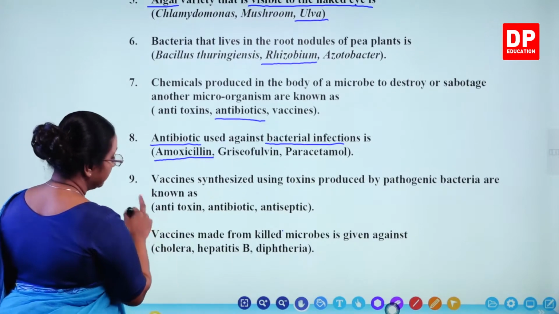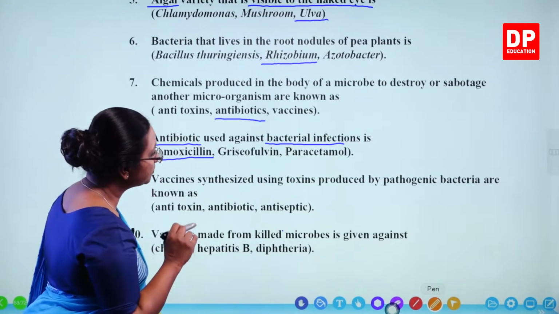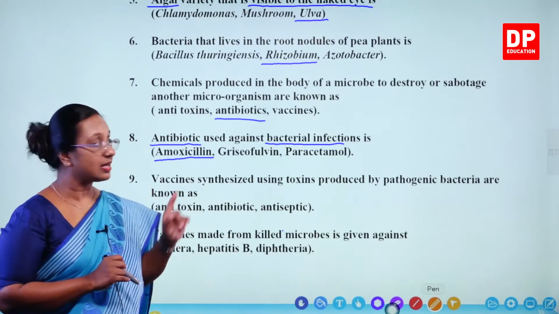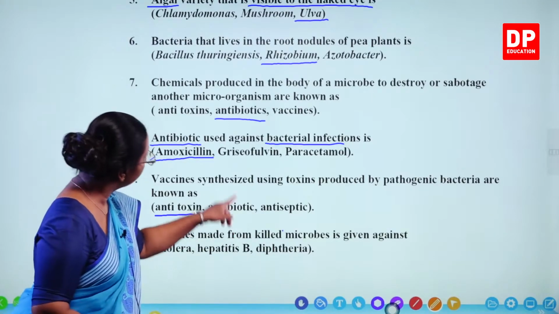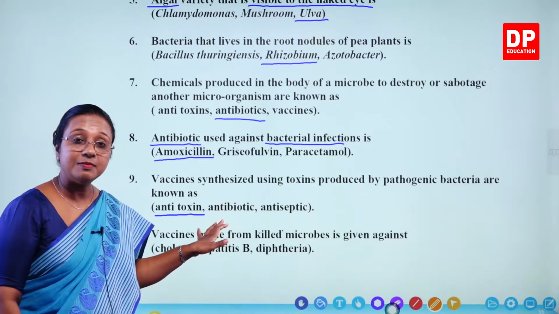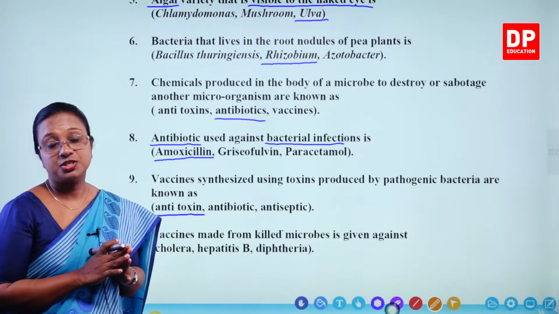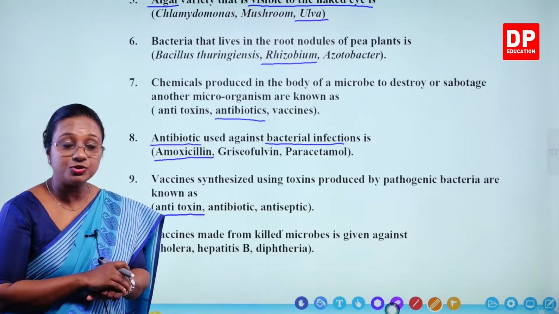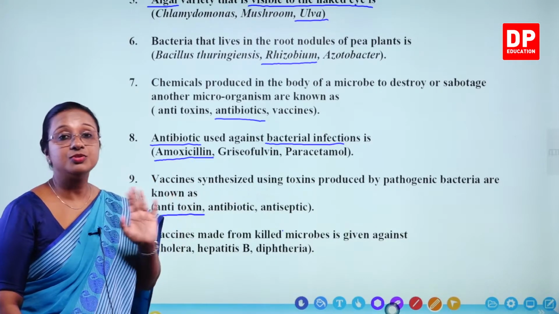Then we have the 9th question. Vaccines synthesized using toxins produced by pathogenic bacteria are known as, again we have discussed this with the previous question, antitoxins. Then you know what antibiotic is. An antiseptic is similar to antibiotic, but it is used only for external usage, like sanitizer, hand wash, antiseptic creams, antiseptic lotions. So, against microbial activity, but for external use only.